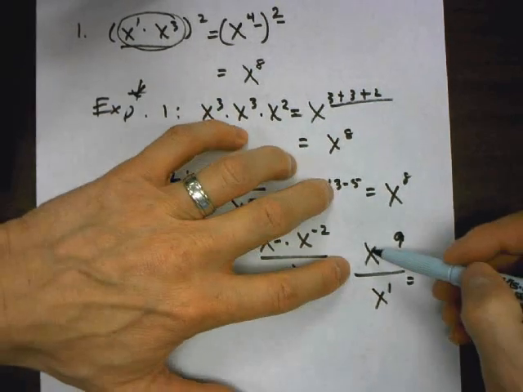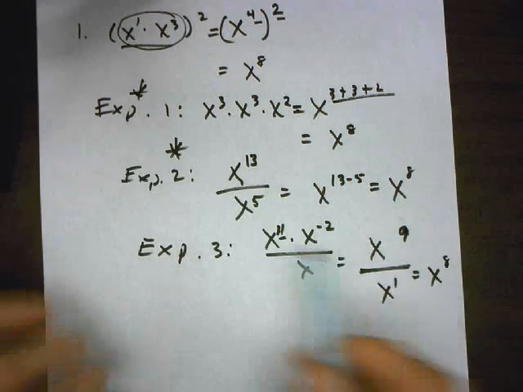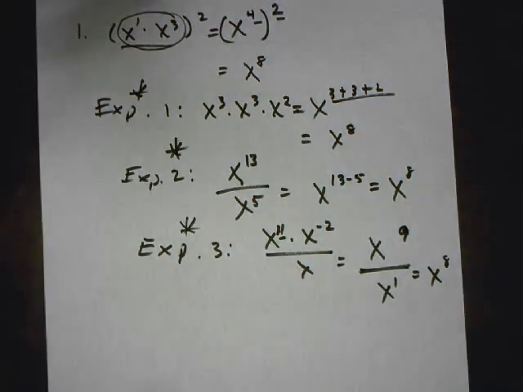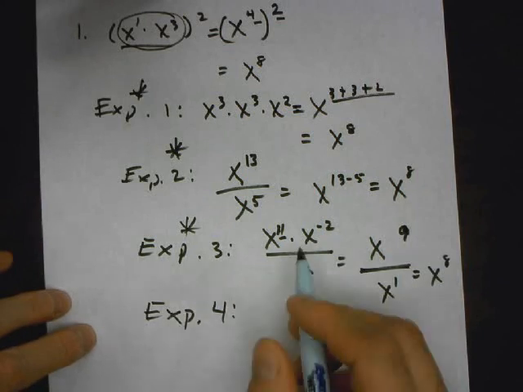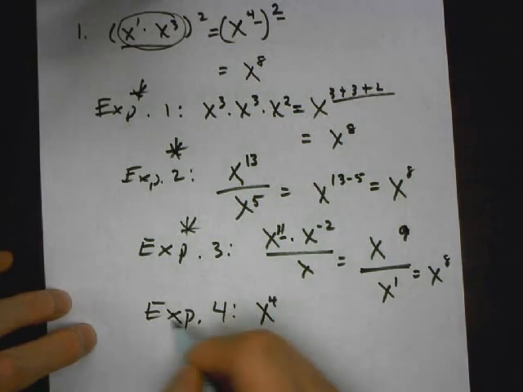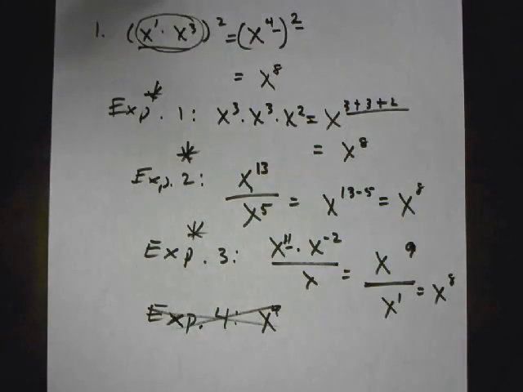Now I do the division part. I copy the base and subtract these two exponents, and I see that expression 3 is also the same. And expression 4, they already have x to the 4th simplified for us, so that's not the same. Don't pick that one. So our answer for problem number 1 was expressions 1, 2, and 3.